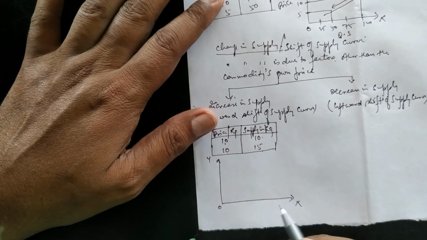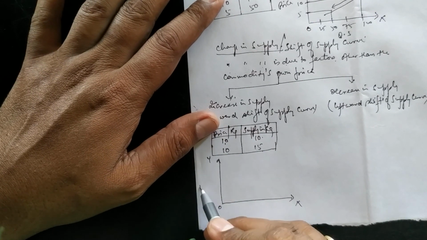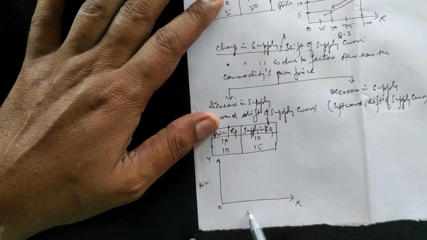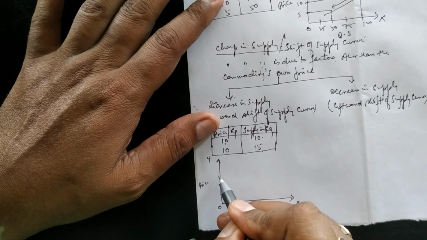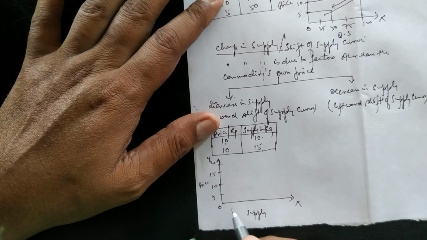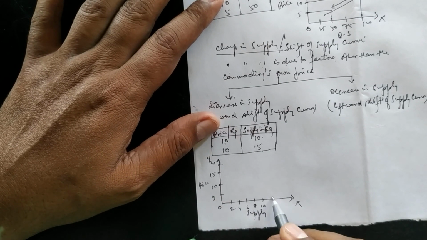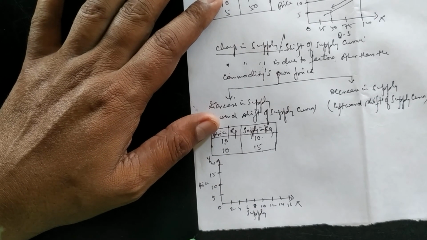X-axis, Y-axis. Alright, it is 10, 10. You can take price on this side and supply on this side. Here take 5, 10, 15, 20, and 5, 10, 15, 20. On this side you can take 2, 4, 6, 8, 10, 12, 14, 16. Like this you can take.